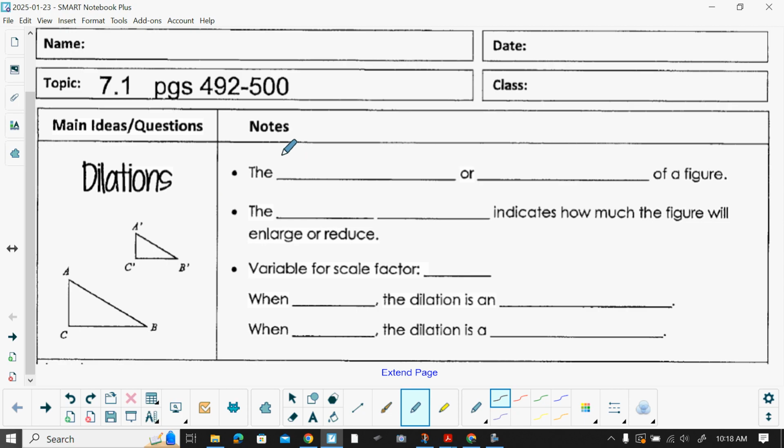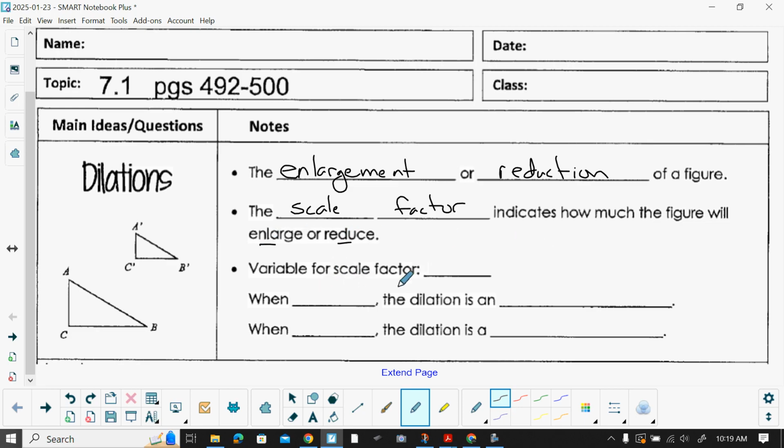Dilations. Dilation is the enlargement or reduction of a figure. So enlargement, that means making it bigger, or reduction. The scale factor indicates how much the figure will enlarge or reduce.